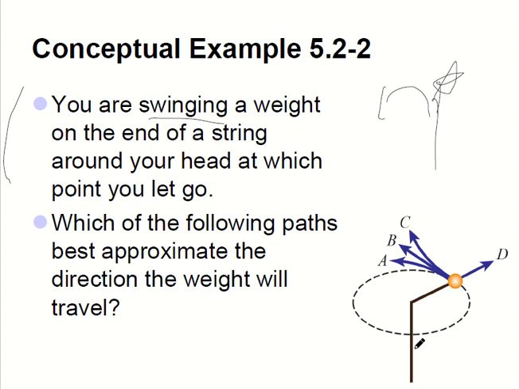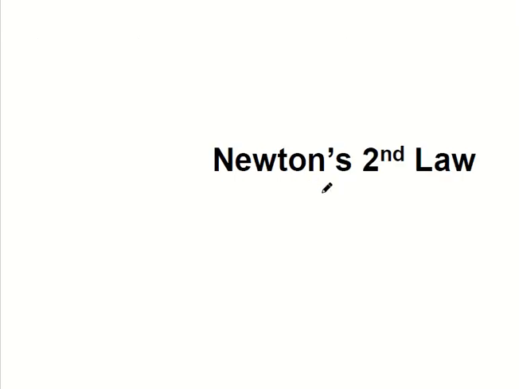So now the question is, which of the following paths best approximates the direction the weight is going to travel? Is it going to go off that way or off this way, that way or this way? You have to understand where your force is, the one that gives that motion. Since your force is coming this way, and the motion is happening in this direction, if you let it go, it has to go according to that direction, which is tangent to that circular path. Therefore it has to be this one. It can't be that, can't be this or this. Okay, that is correct. Then we will go into the second law.